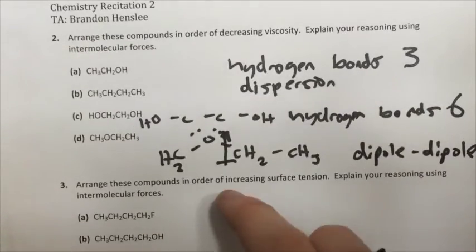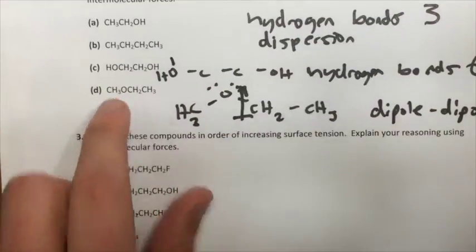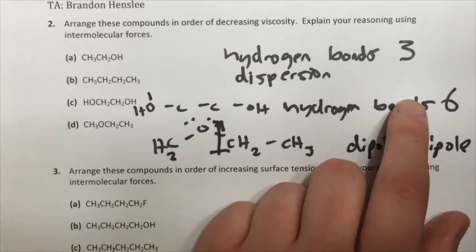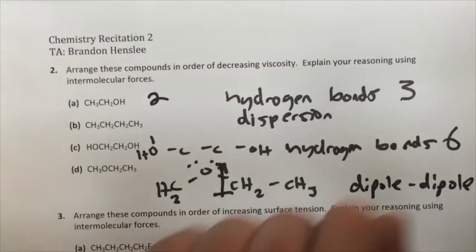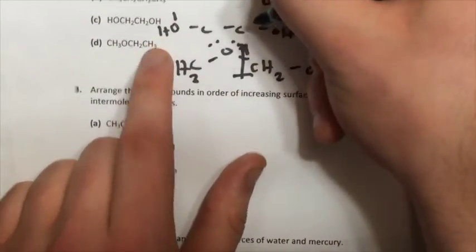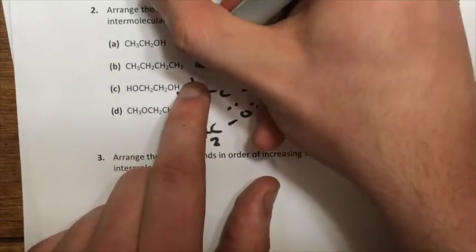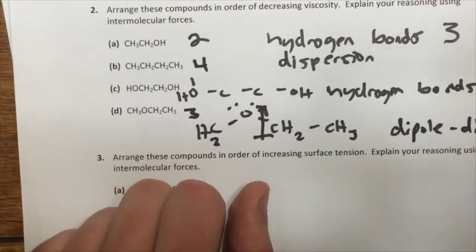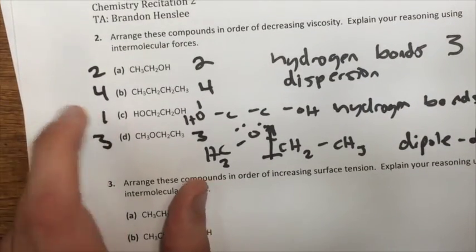So if we arrange these 4 in order of decreasing viscosity, which one would have the highest viscosity? Well, the one with the highest viscosity is going to be C, because C forms up to 6 hydrogen bonds. Next highest will be ethanol, A, because ethanol can form up to 3 hydrogen bonds. Next, we have this ether molecule, because it's a dipole-dipole. And lastly, we have butane, because all it has is dispersion. So 1, 2, 3, 4. This is the highest, this is the lowest.